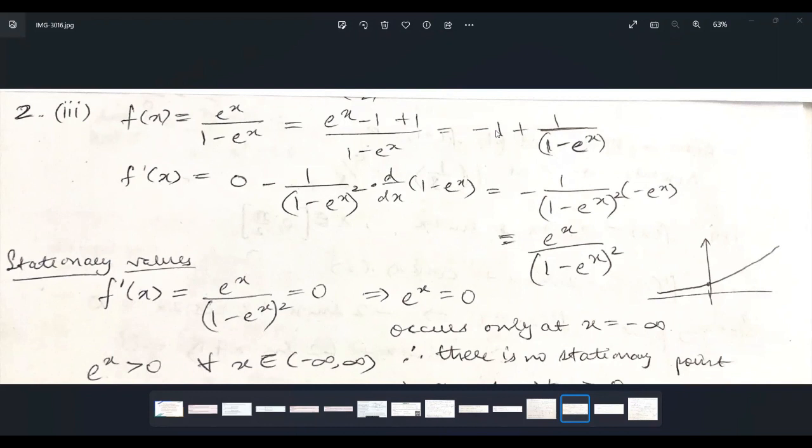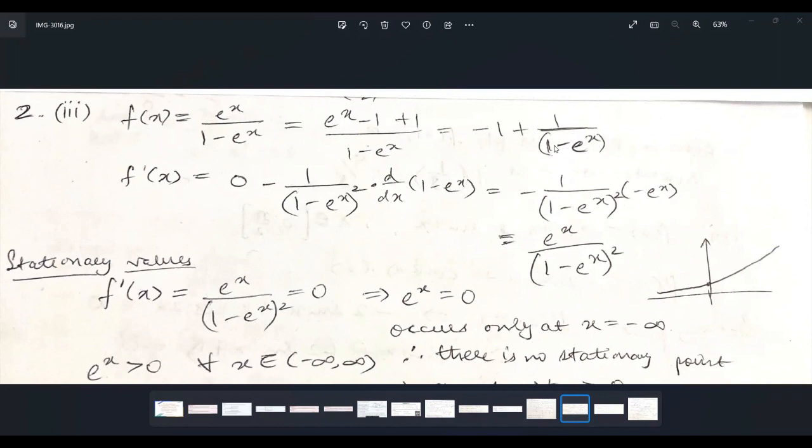the first term gives 0, and for the second we use the chain rule of differentiation, that is we have minus of 1 by this expression square. So it is minus 1 by 1 minus ex the whole square. So it is minus 1 by t square.